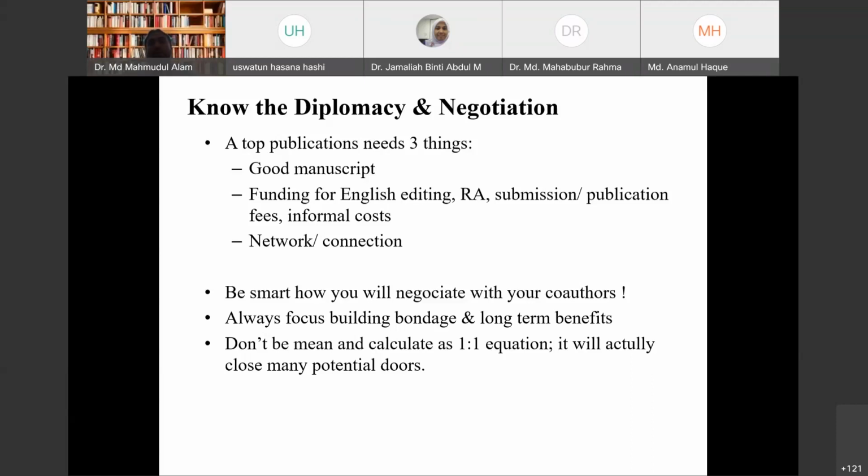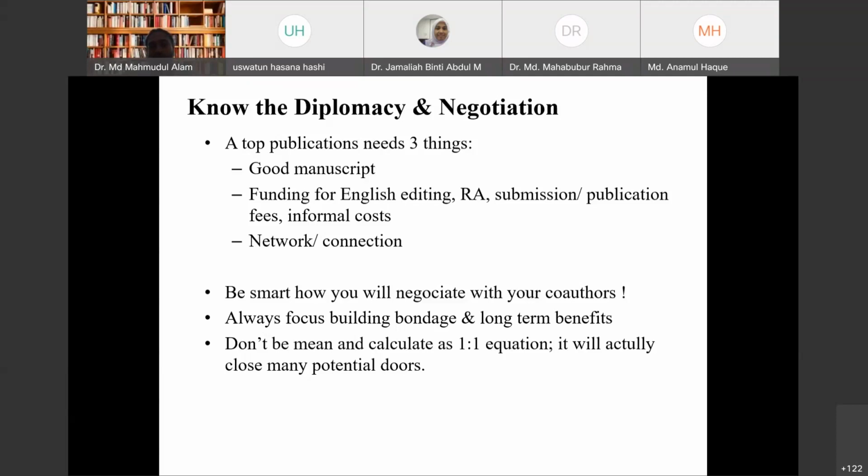It's a combined effort. If you want to go to the top journal, you want to manage time quickly, you want to meet the deadline, you need all three. If you have one thing lacking, you cannot go. And if you want to target 10 articles in 1 year, you must have all of these three with a good team. Okay. Then the point is how to be smart in negotiating as co-author.